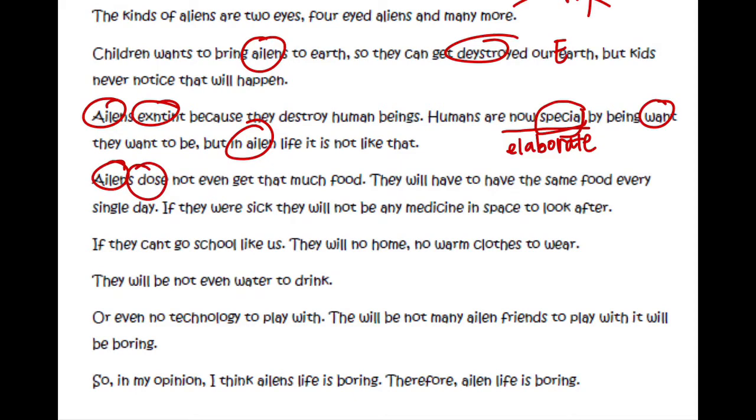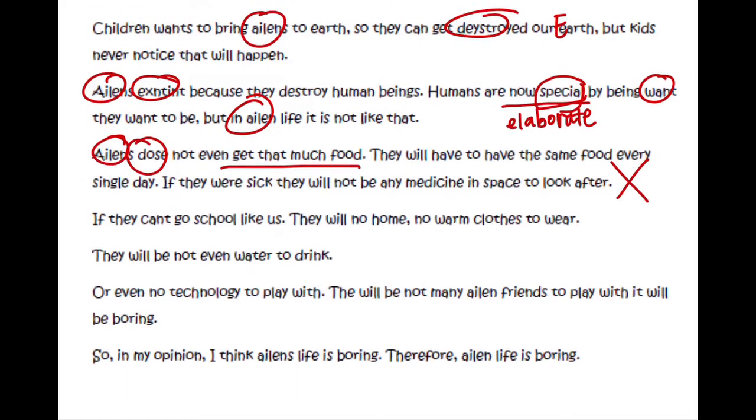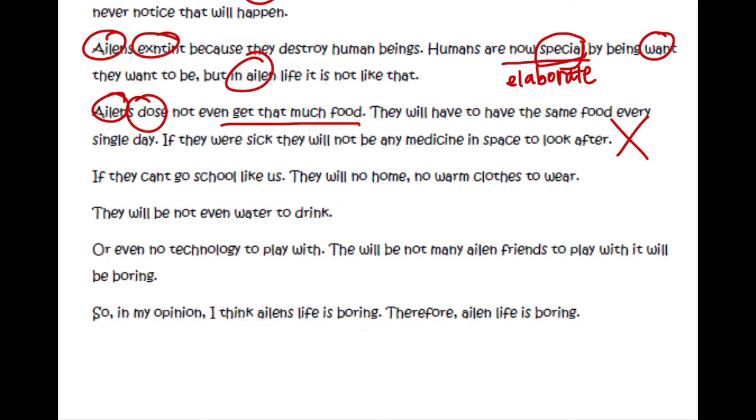Spelling error: "not even get that much food." How do you know this? This is not something we can assume. "They will have to have the same food every single day. If they were sick, there will not be any medicine in space to look after." We are not making assumptions about space. This is not something we want to give to the aliens to read, as it indicates that we don't know anything about you, and your life over there must be very hard. This is not something we want to talk about.